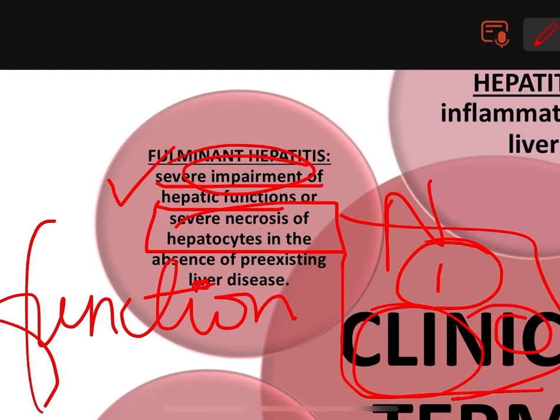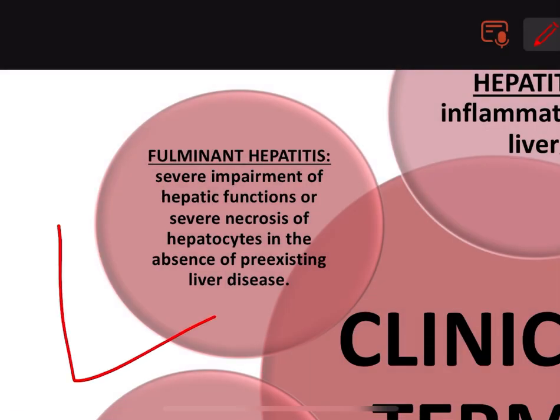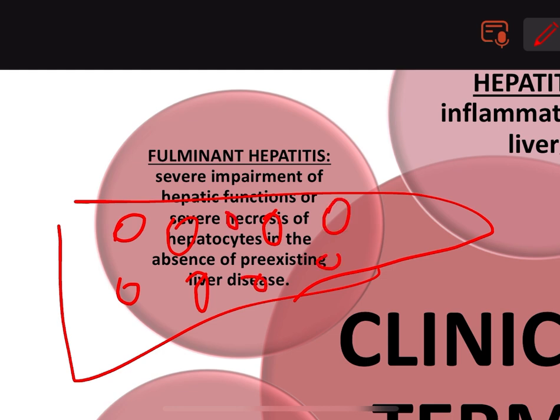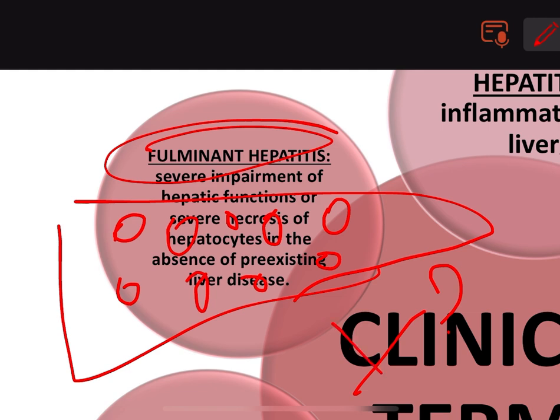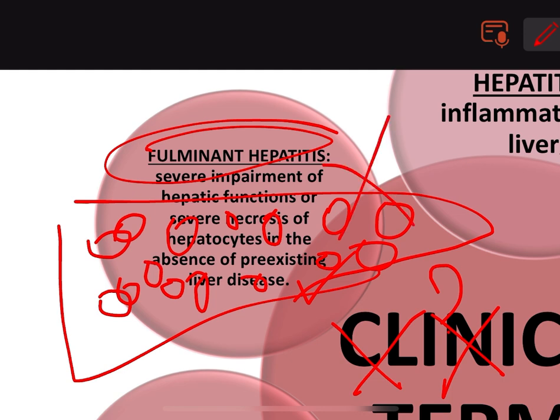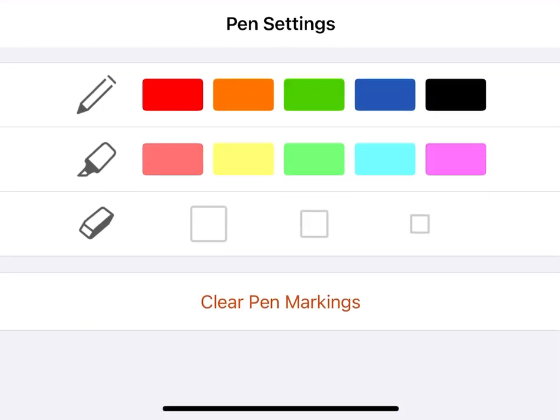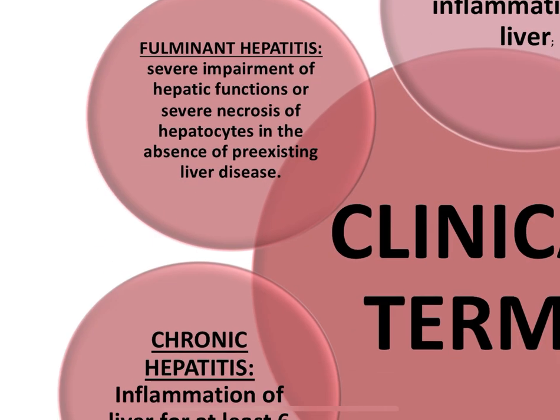So there is severe death of the hepatocytes in the absence of a pre-existing liver disease. Now, if a person is suffering from some liver disease and there is severe necrosis of the hepatocytes, then it makes sense, it is a chronic condition. But in fulminant hepatitis there is no pre-existing liver disease. In spite of the absence of a chronic infection, there is very severe necrosis of the hepatocytes and impairment of the function of the liver. Clear? That is all about fulminant hepatitis.